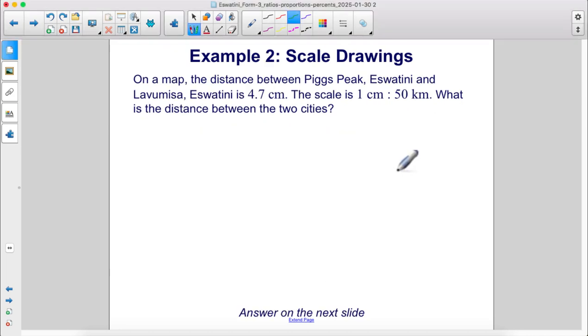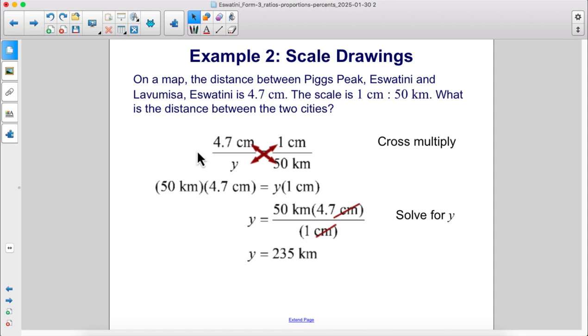On a map, the distance between Pigs Peak, Eswatini and Lavumisa, Eswatini is 4.7 centimeters. The scale is 1 centimeter is to 50 kilometers. What is the distance between the two cities? Alright, 4.7 centimeters in the drawing is to an unknown distance in real life, as 1 centimeter is to 50 kilometers. So we're going to solve for y. Cross multiply, divide both sides by 1 centimeter, and we get 235 kilometers.